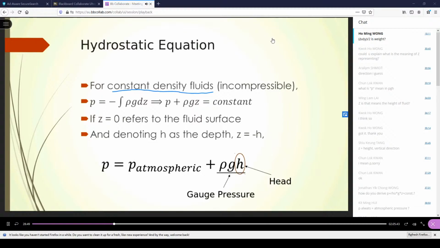And gravity, of course, is not a constant, but if you are talking about buildings or a normal situation, the change in height is so small that it gives no real change in the gravity due to acceleration. So rho, density, is constant, g is constant. Very simple integration gives you P plus rho g Z equal to a constant.